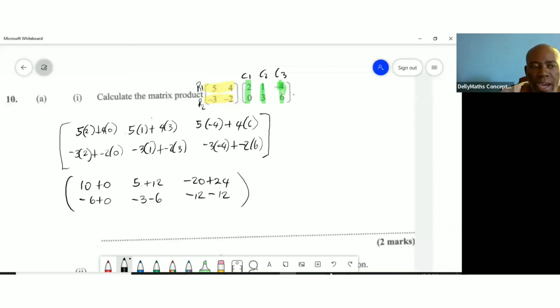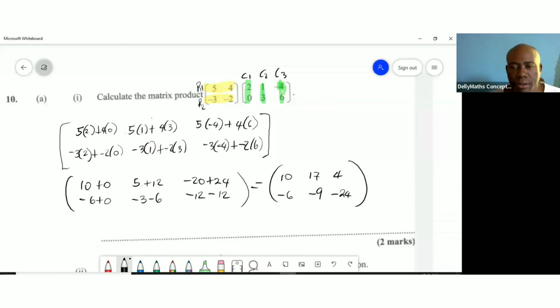So let's look through for errors, because it's very easy to make errors here. There is a 10 right there. It is a 17 right there. -20 and a +24, that's a +4. -6 right there, and -9 right there, and a -24 right there. As you see, our final matrix was in the form of a 2 by 3. That's the order of that matrix. All right, so there it is.